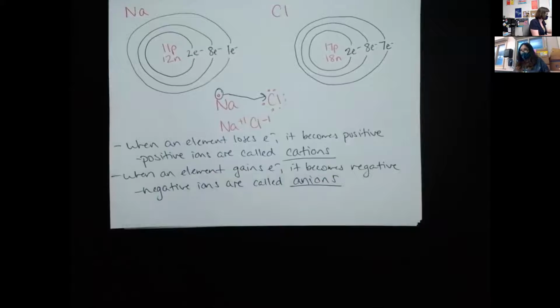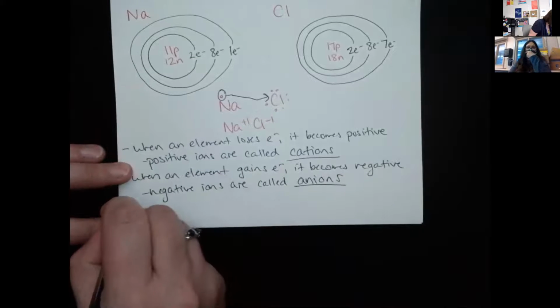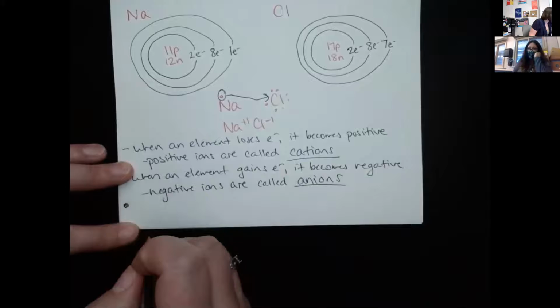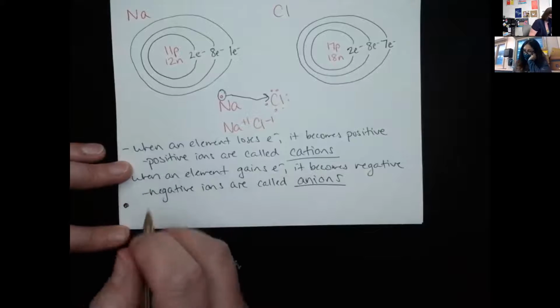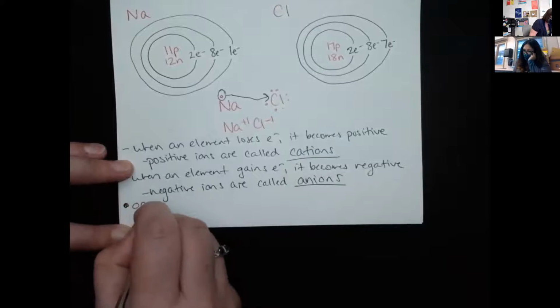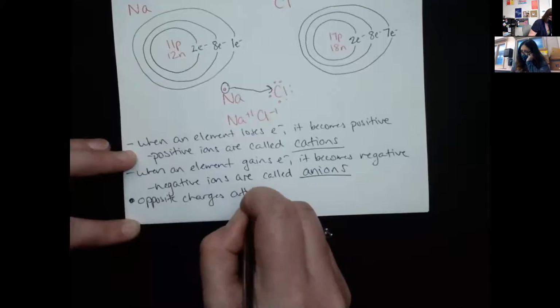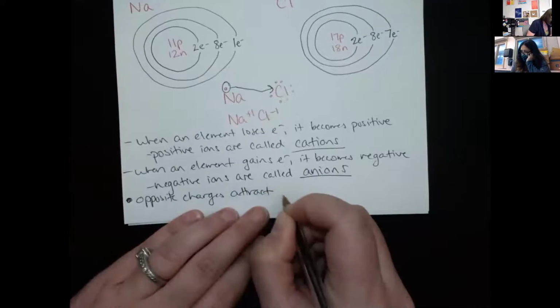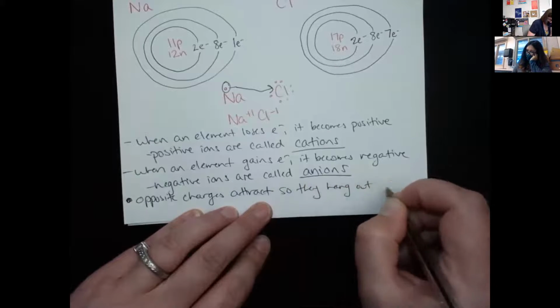That's coming next. And so what's important about ionic bonding is that opposite charges attract, so they hang out together. That is what an ionic bond is. So I'm going to write that down. I'm going to write opposite charges attract. So they hang out together.